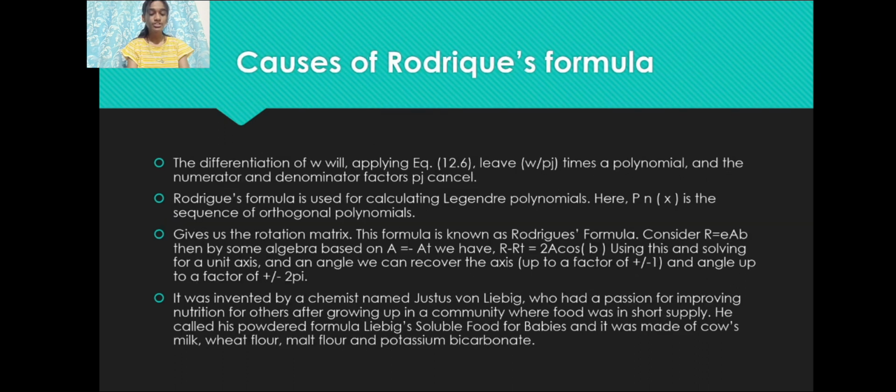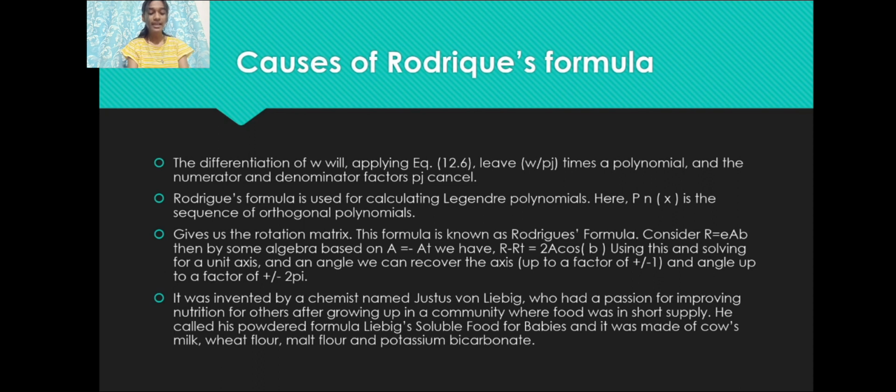Applying equation 12.6 with the definition of w leaves w divided by p_j times a polynomial, and the numerator and the denominator factors p_j cancel. The Rodrigues formula is used for calculating Legendre polynomials. Here, P_n(x) is the sequence of orthogonal polynomials, giving us the rotation matrix. This is the formula which is also known as Rodrigues' formula.